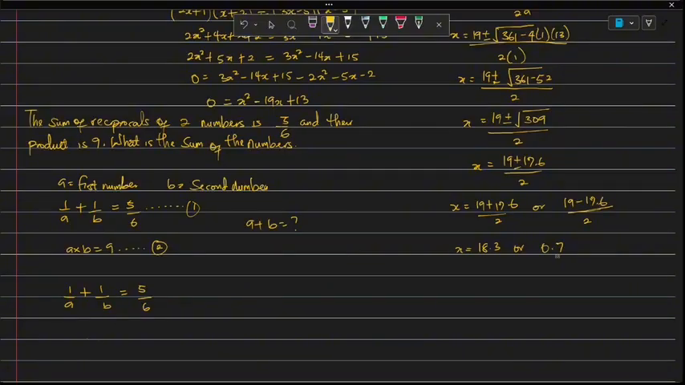So first I have to look for the LCM, which I've taught you already. The LCM of a and b is just a times b, which is ab. Now ab divided by a leaves me with only b, times 1 gives me b. ab divided by b leaves me with a, times 1 gives me a. So b plus a over ab is equal to 5 over 6.